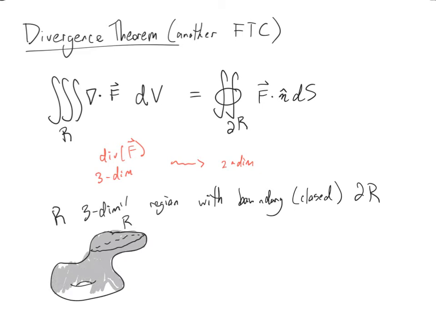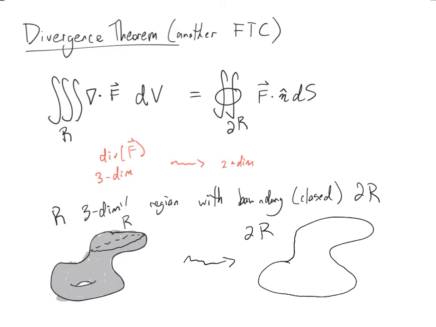So solid regions can have boundaries, and their boundaries are going to be two-dimensional surfaces. If this is R, then the boundary of R is the actual boundary of it. So it's all of this stuff on the surface. And we're going to assume that it's outward normal oriented.